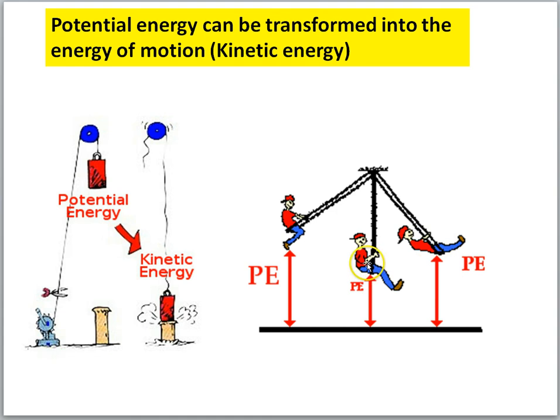Notice then the energy of motion, kinetic energy, has been transformed into potential energy because the person stops moving for a moment here, but they're higher from the ground. So again, we see potential energy being transformed into kinetic energy transformed into potential energy.